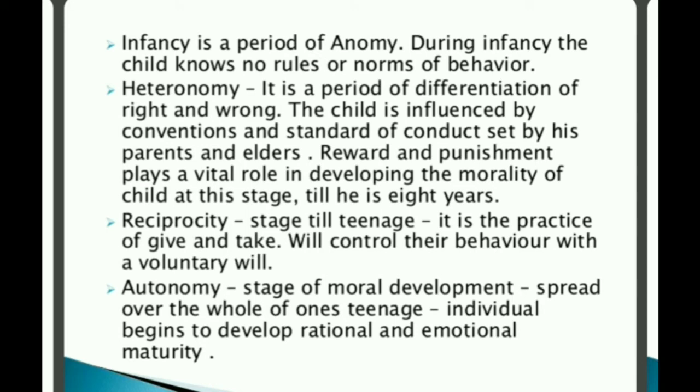Then reciprocity. This occurs at the stage of teenage or adolescence. It is the practice of give and take that controls their behavior with a voluntary will. So, at this reciprocity stage, the thinking is: if I do a good thing, a good thing will be done to me. This type of thinking comes to the child at the adolescent age. Then autonomy, the stage of moral development spread over the whole teenage. The individual begins to develop rational and emotional maturity. After the teenage, when the child becomes fully matured, then autonomy comes. He will do something for the welfare of mankind.